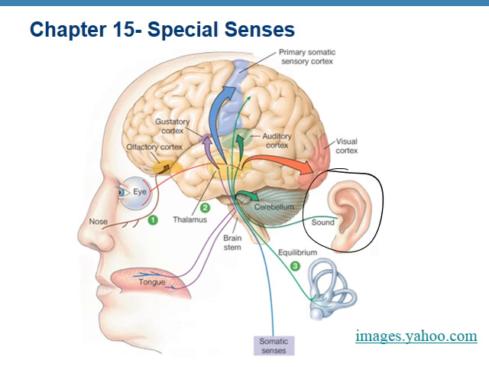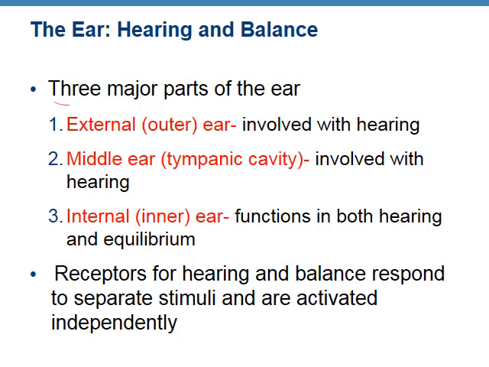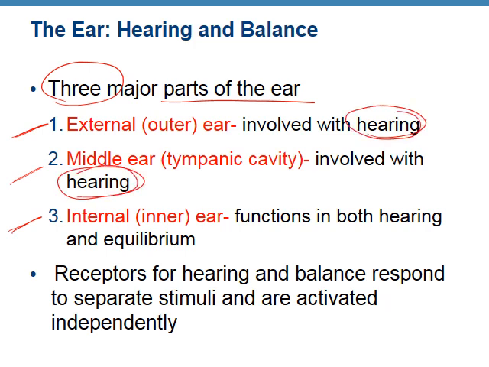We get to move on to hearing and equilibrium. There are three major parts of the ear. We have external, middle, and internal. You can see that the first two have to do with hearing only. The internal ear functions in both hearing and equilibrium, which is balance.